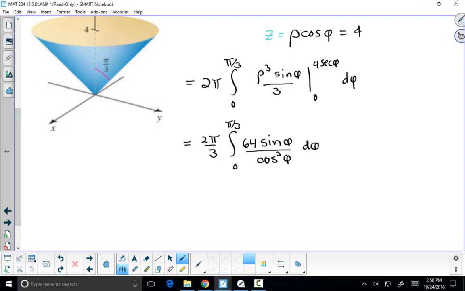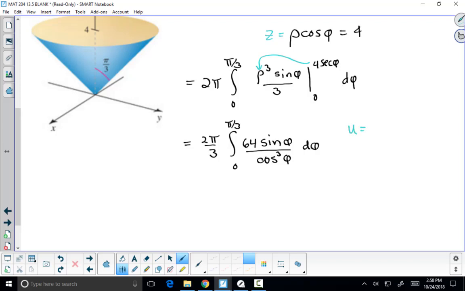Where'd your 3 go? So this is in here. Oh, so 64 secant cubed. Secant cubed is the same as 1 over cosine cubed. And that 3 in the denominator jumped out the front and combined with the 2 pi. All right, so now the 64 can come out, and we're going to use u substitution.